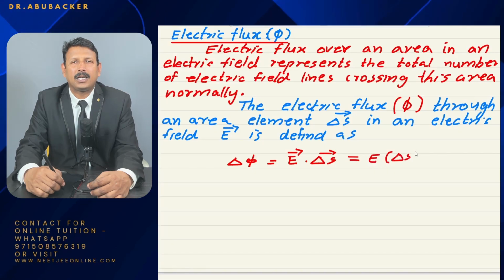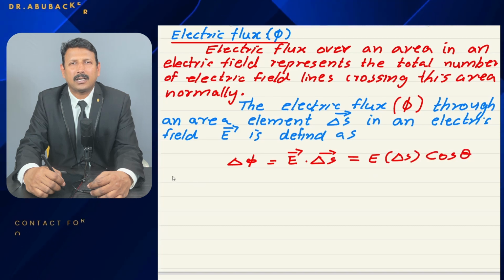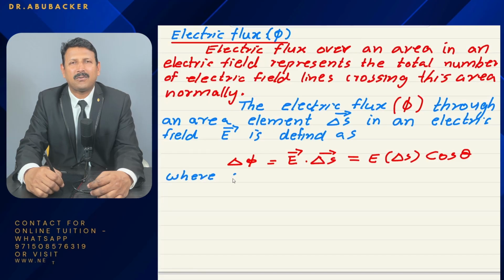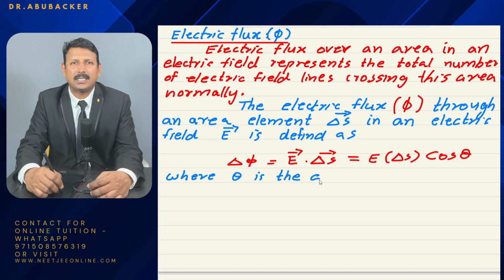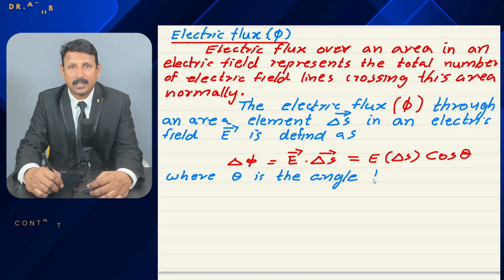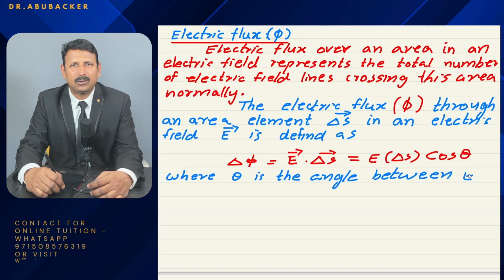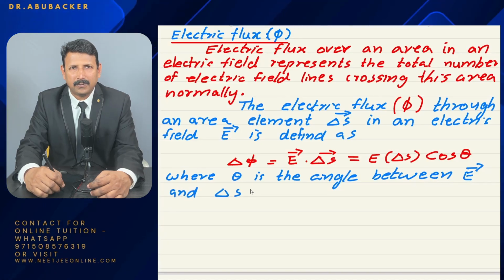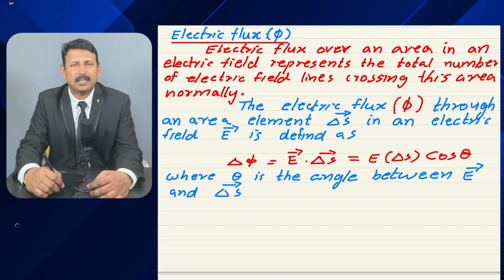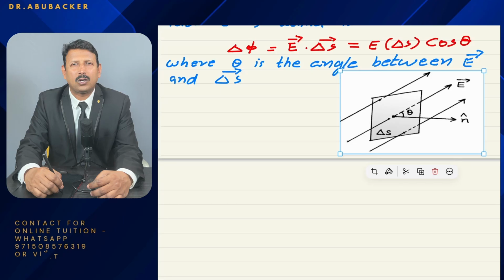The electric flux through an area element delta S. Why is delta S considered? Because right now we are talking about a small area. Delta S in an electric field E is defined as delta phi equals E dot delta S. Remember, this is in vector form. In scalar form we can write E delta S cos theta. So delta phi equals E dot delta S in vector form, or E delta S cos theta.